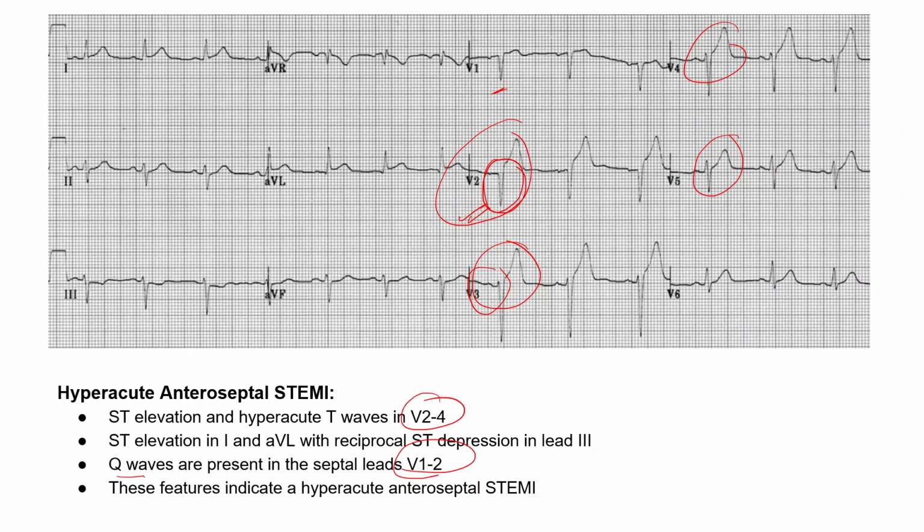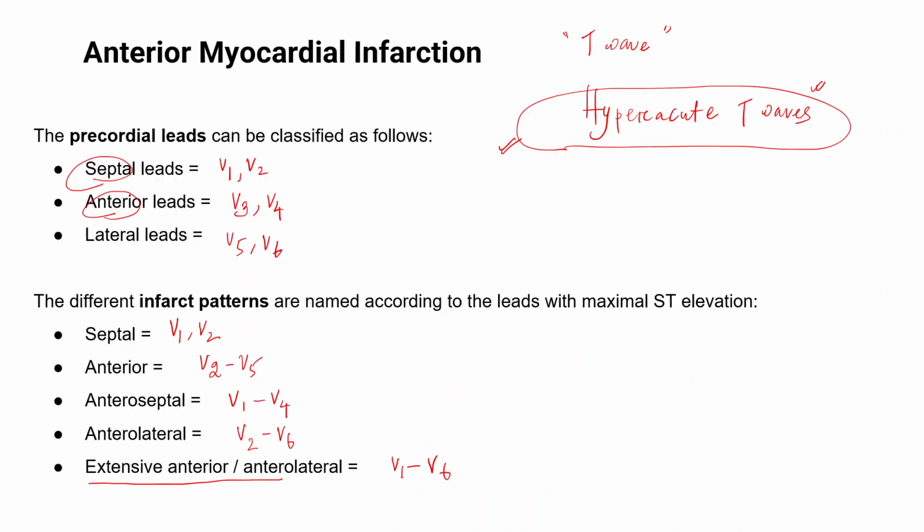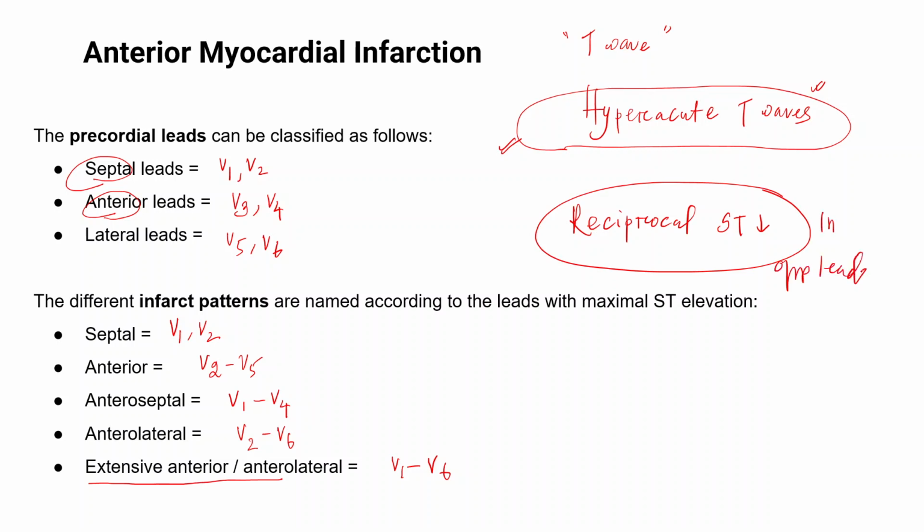One more point I forgot to tell: there has to be reciprocal ST depression. This is also one more point that differentiates from acute pericarditis. This I have previously discussed, that you will always find the reciprocal ST depression in the opposite leads. That means if there is anterior MI and you are finding ST elevation in the anterior leads V1 to V4 or maybe V1 to V6, in those cases you will find ST depression in the inferior leads. That means 2, 3 and aVF.